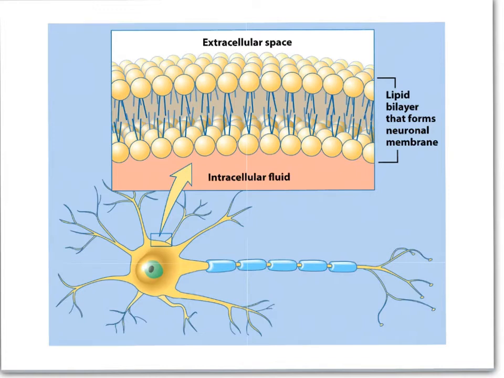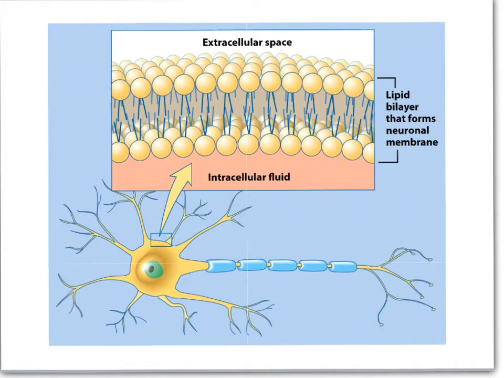If we're going to understand how neurons generate the electrical signals that make the brain work, those electrical signals that lead to how we think, how we feel, move, how we sense our environment, we need to delve a little bit further into the properties of the neuronal membrane. So let's take another look at this lipid bilayer that we discussed earlier.